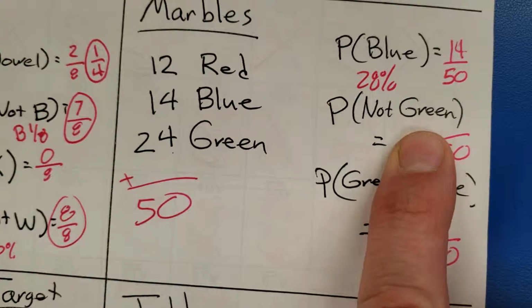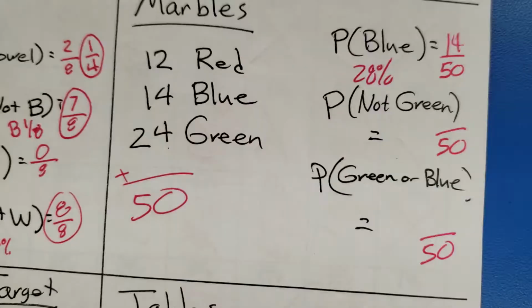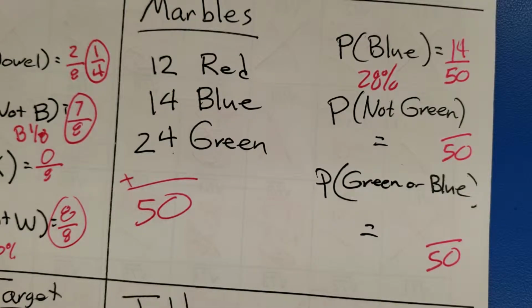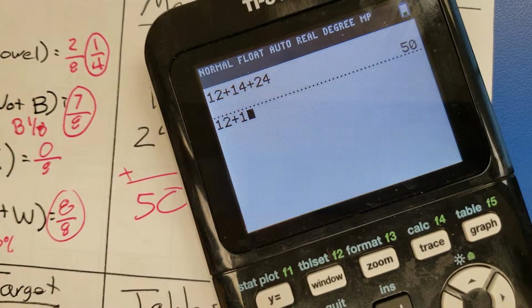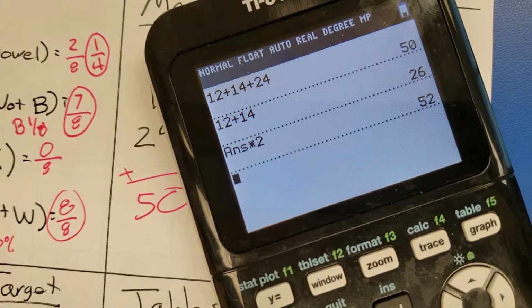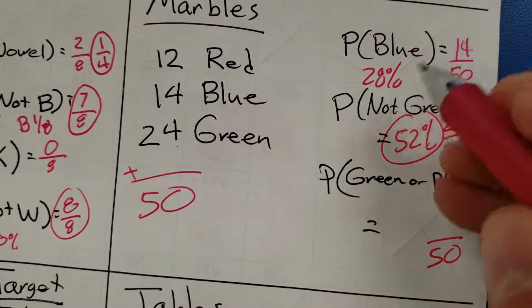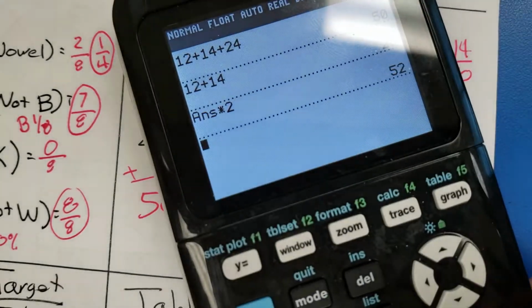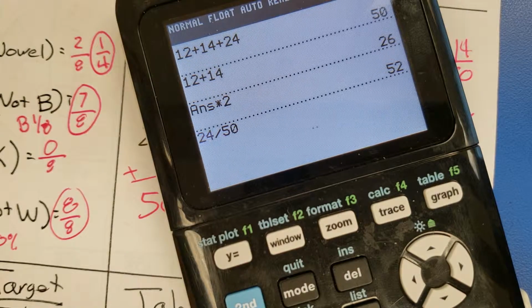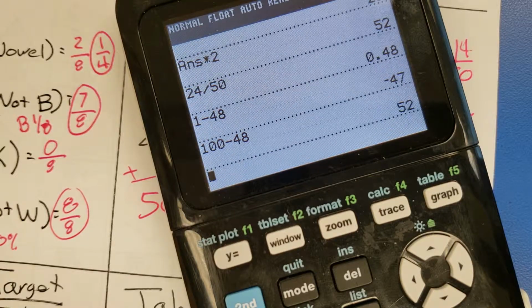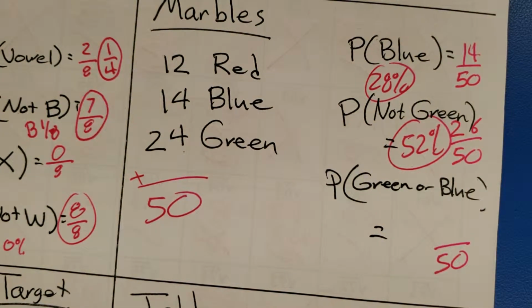Not green. Ooh, you've got options here. Either you can add the ones that are not green, or you could find the probability of green and then just do the complement of it. It's the same way. For me, it's easier to just add the two numbers. 12 plus 14, 26 out of 50, would be 52%. Or again, what's the probability of green? Probability of green is 48%. 1 minus 0.48, or 100 minus 48. Oh, look at that. 48%, 52%. Complements. Crazy, right?